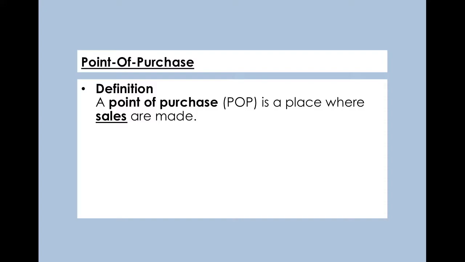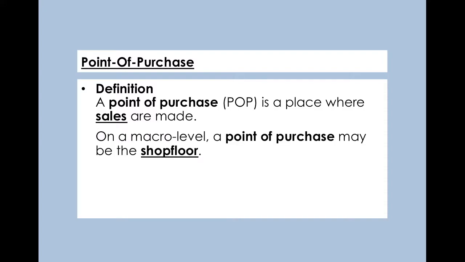Okay, point of purchase. How do we define it? Okay, the broad definition is that point of purchase is a place where sales are made. So on a very macro, which is the overview level, a point of purchase is the shop floor. If you think about it, for a brand like say Issey Miyake, you have the office, you have the designer studio, you have the factory, but it is on the shop floor that customers get to interact with your merchandise. So that is your point of purchase.